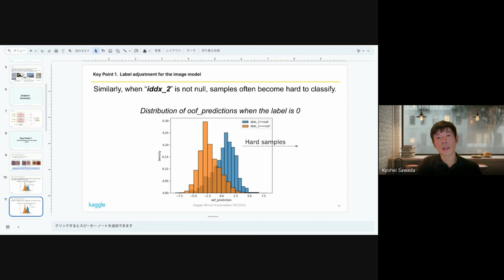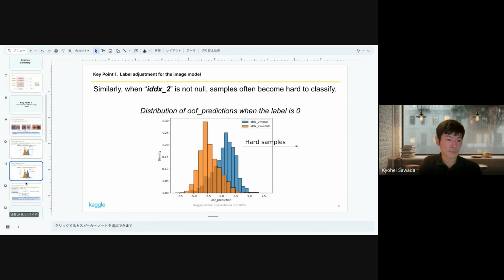In a similar way, I also investigated the IDDX2 feature, and I found that when IDDX2 is not null, the samples often become harder to classify. This also makes sense because when there is a diagnostic description in IDDX2, these cases tend to involve some suspicion of malignancy, which means the images often look visually suspicious.